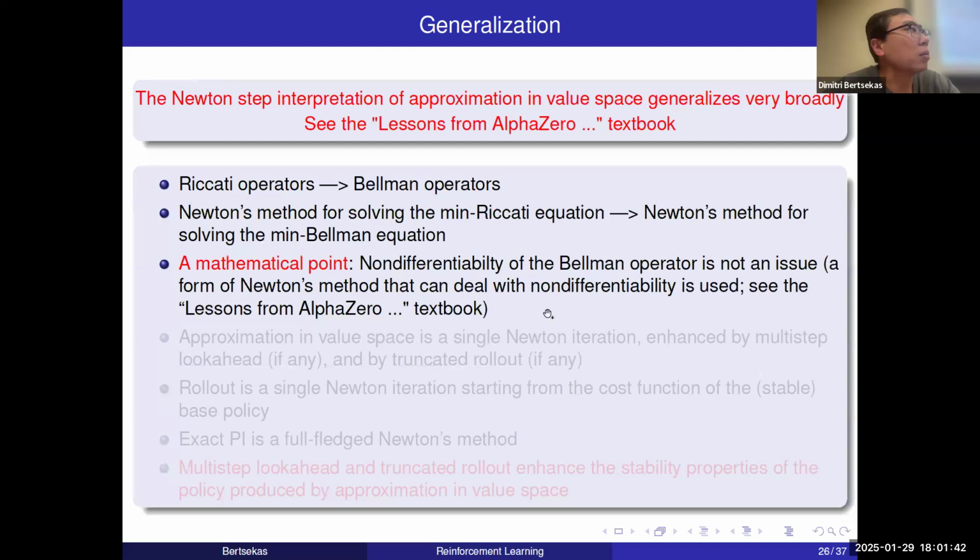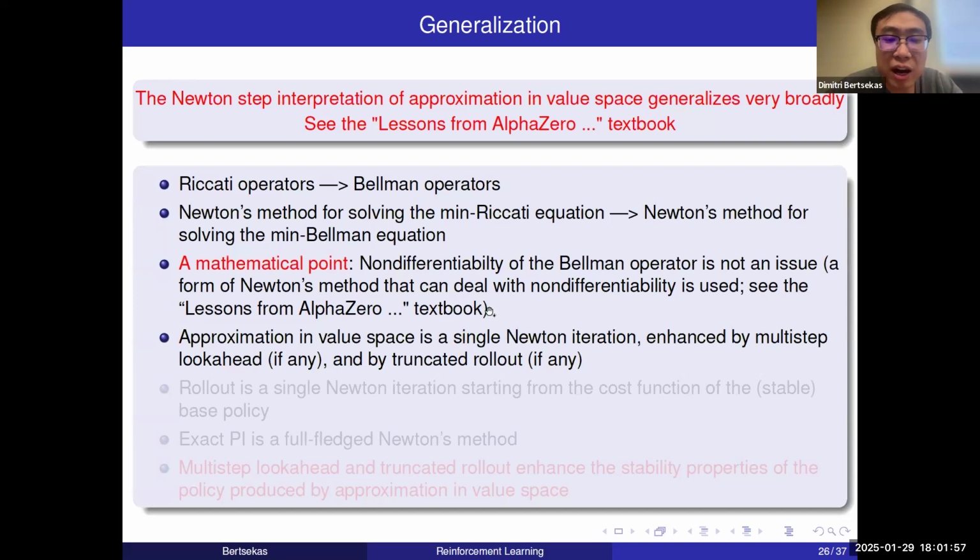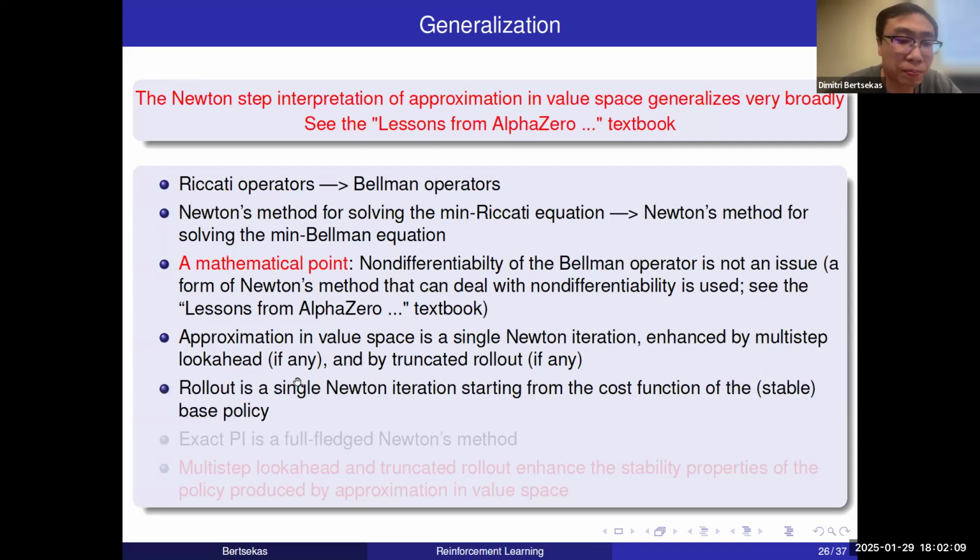And there is a proof in the appendix of the textbook for you to consult to show that this superlinear convergence still holds. And approximation in value space is still a single Newton iteration enhanced by multi-step lookahead and by truncated rollout, if those two are involved in your design formulation.